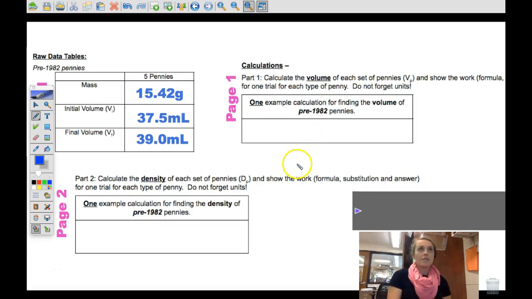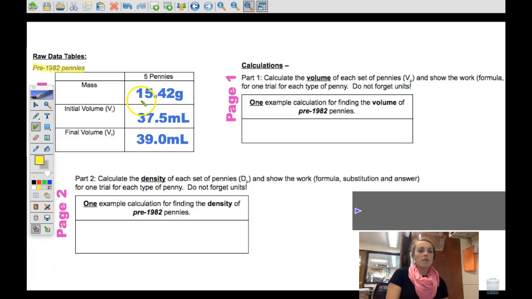So in our Penny Lab today, we collected raw data about the masses of different quantities of pennies and also recorded raw data for their respective volumes using water displacement. So I'm going to do an example for the 5 pennies recorded in pre-1982.